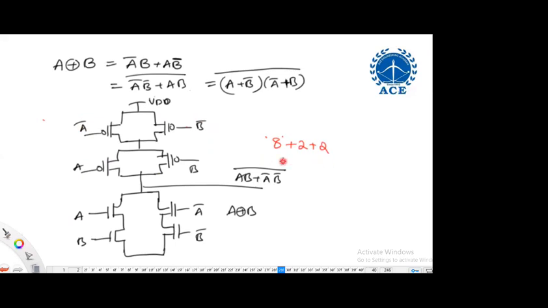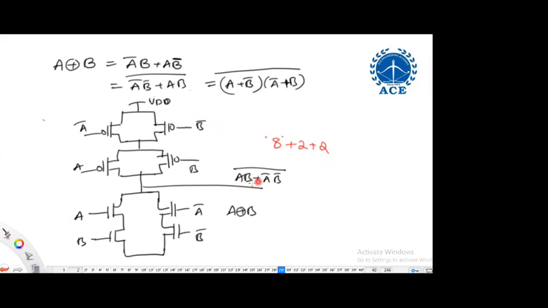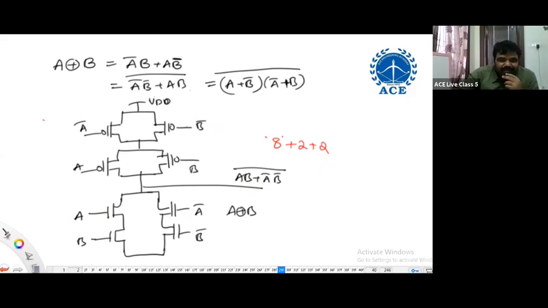Sir, here the output is AB plus A bar B bar, no, sir? It is complement, right? AB plus A bar B bar complement. Okay, sir. Complement is CMOS. Yes, sir. Understood now? Yes, sir.